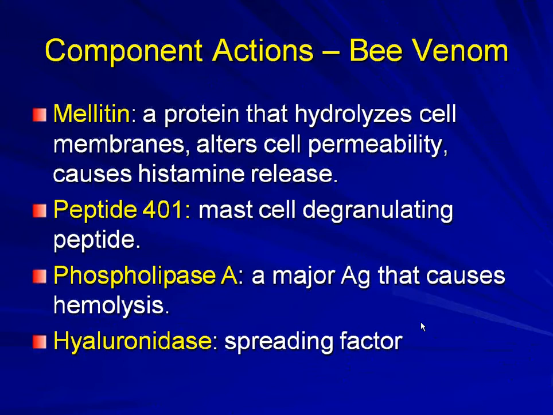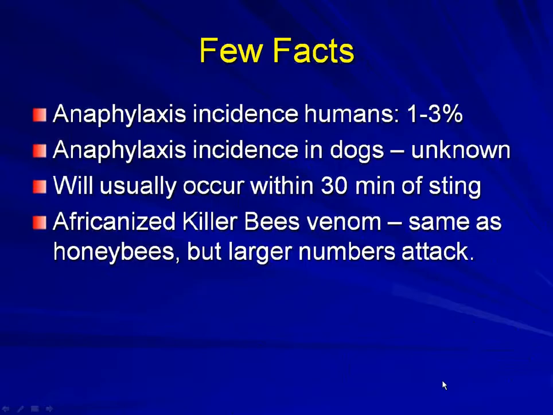So we're going to be talking basically about endothelial leakage, swelling of soft tissues, and a hypersensitivity reaction that occurs from all of these inflammatory mediators that occur from the mast cell degranulation. As far as how this will affect humans compared to dogs, anaphylaxis in people does occur 1 to 3% of the time, whereas anaphylaxis in the dog, no one really has those statistics. But if it's going to occur, historically in other species, it will usually occur within 30 minutes of the sting.